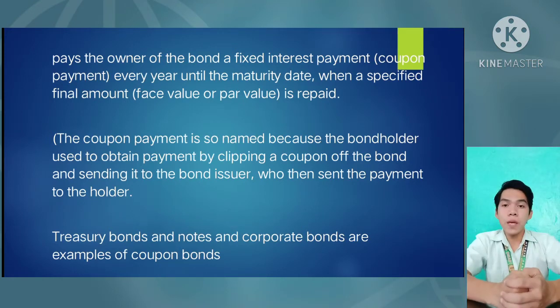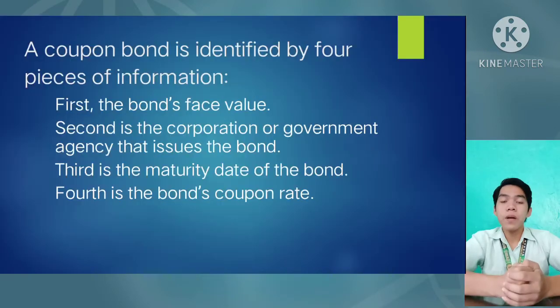The coupon bond payment is so named because the bondholder used to obtain payment by clipping a coupon off the bond and then sending it to the bond issuer, who then sent the payment to the holder. A coupon bond is identified by four pieces of information. First, the bond's face value. Second, the corporation or government agency that issues the bond. Third, the maturity date. And lastly, the bond's coupon rate.